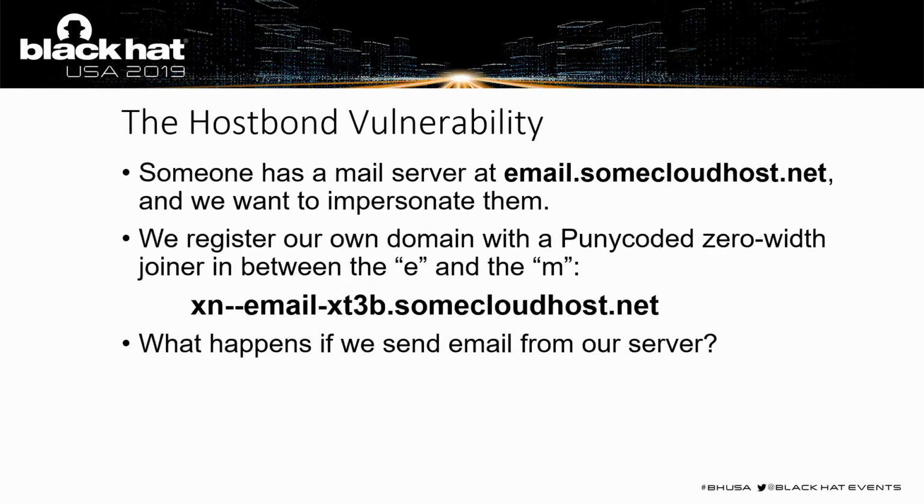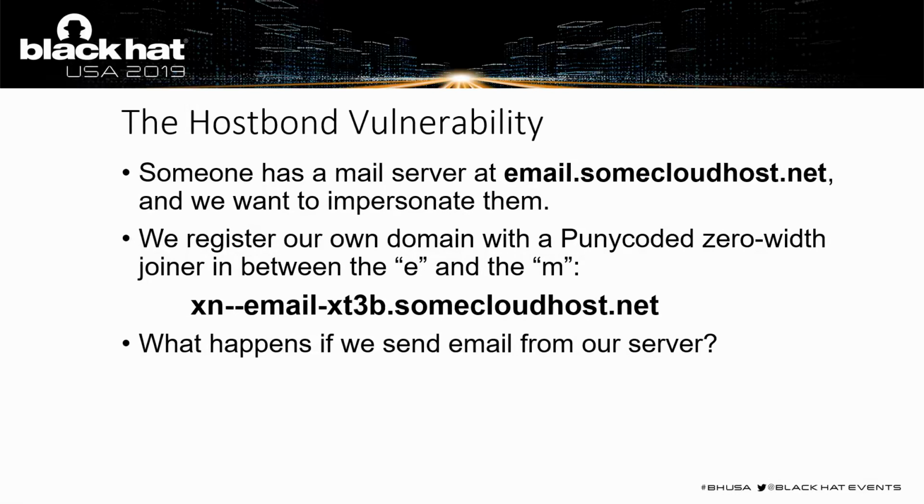And that is exploitable. So the HostBond vulnerability, as an example, say you've got some email server out there at email.somecloudhost.net that you want to impersonate. So you go register your own domain and you stick a punycoded zero width joiner in it, but it's otherwise the same as theirs. So you make this xn--email-xt3b.somecloudhost.net, where that's got a punycoded zero width joiner between the E and the M. What happens if we send email from that server? Well, let's say we set the server up. We go use Let's Encrypt to get a certificate, because you can. They're okay with anything that's an ASCII hostname. And if you can set actual DNS records, you can set up DKIM, SPF, DMARC, make it all look legit.